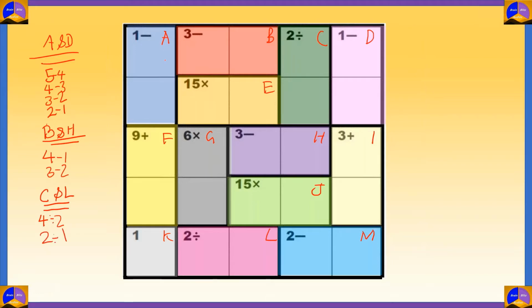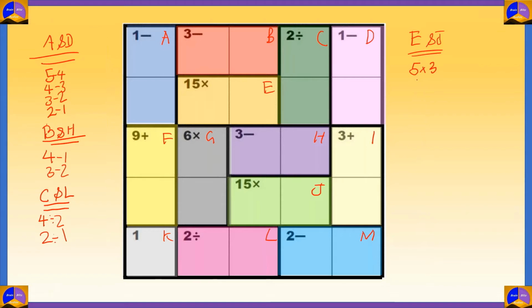Cage D is already gone, and now we'll look at cage E and cage J as they are similar. Both of these cages have two cells and the operation is multiplication. So after multiplying, the result must be 15. So the only option in a 5x5 puzzle is 5 times 3.